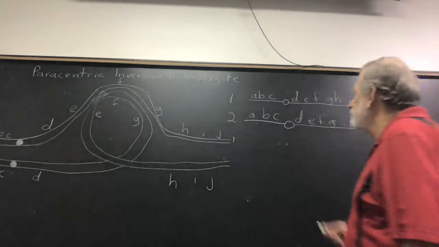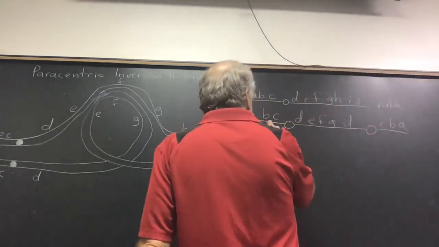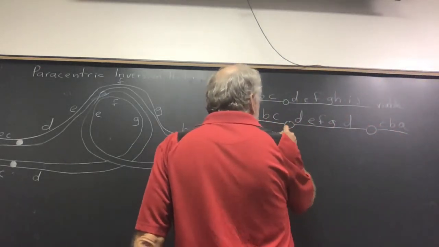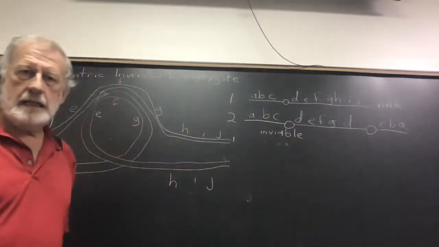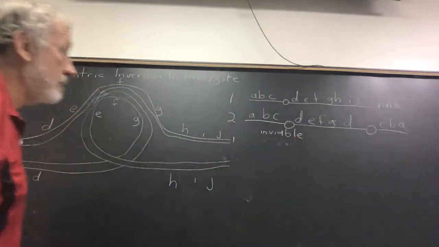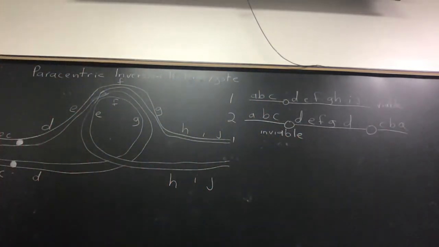So gametes getting this chromosome would be inviable. Write it there so that it's more visible. Okay, so we're halfway there. Now let's do number 3.